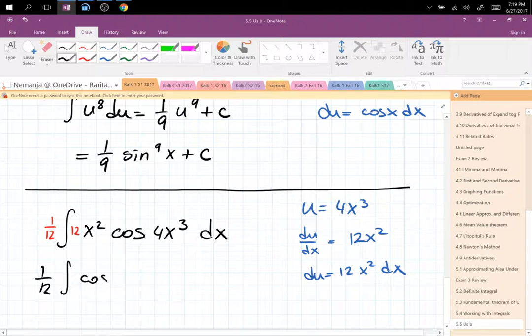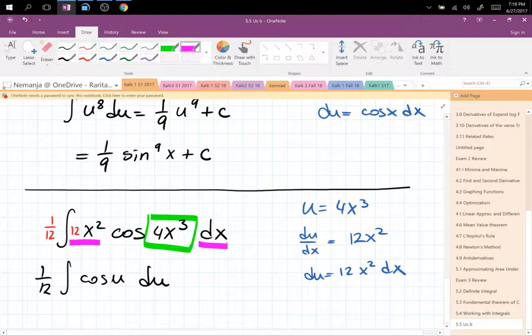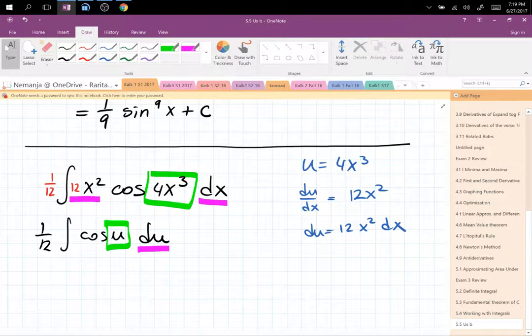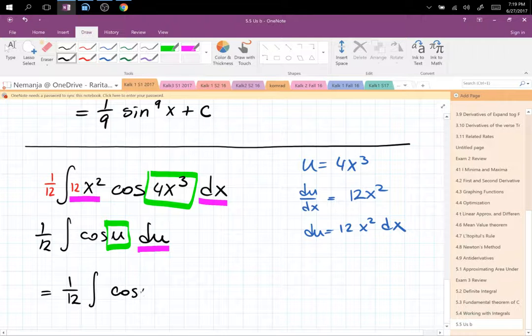1/12 cosine u du. So I hope you guys see that this part over here is u. So you have cosine u, and then all of this multiplied is du. So that goes there. Now here's my color coding. I'm gonna leave this. It looks terrible. So now I am integrating cosine u du.